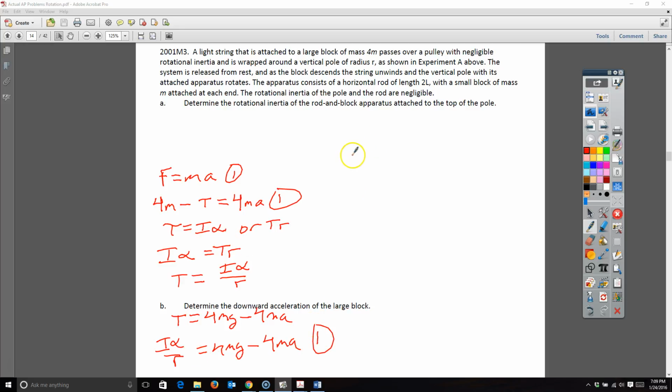Next thing we need to do is go through and put everything into our equation. So now we've got 2ml squared alpha. So remember 2ml squared is our I. So that's our I. That goes right here, times alpha, and we divide that by R. So now we've got this expression is equal to 4mg minus 4ma. And for doing that substitution, they give you a point.